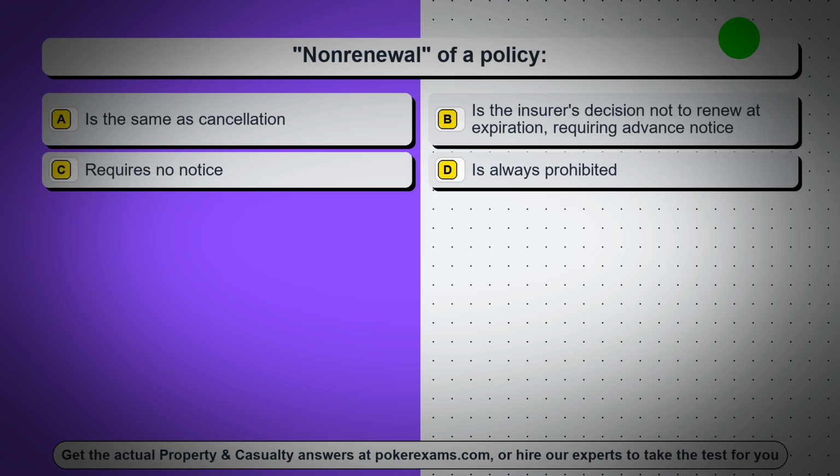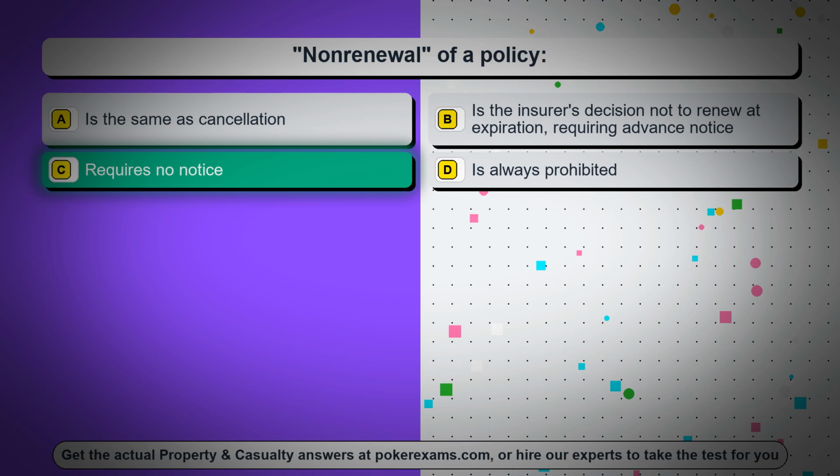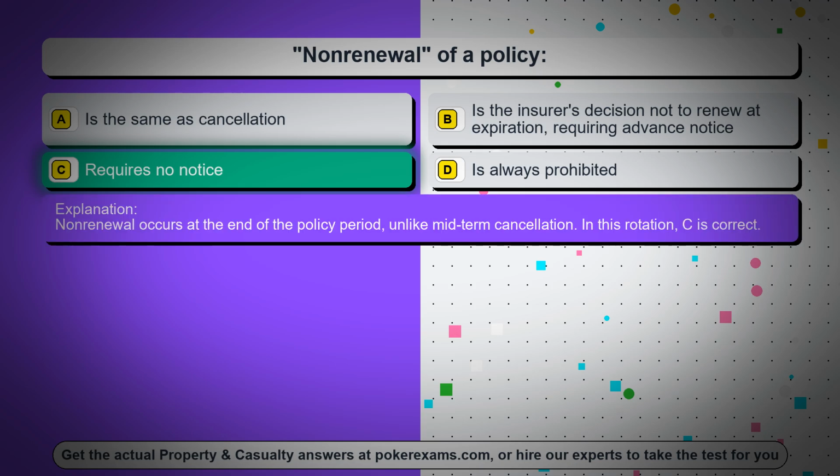Question 26. Non-renewal of a policy. Option A, is the same as cancellation. Option B, is the insurer's decision not to renew at expiration, requiring advance notice. Option C, requires no notice. Option D, is always prohibited. The correct answer is option C, requires no notice. Non-renewal occurs at the end of the policy period, unlike midterm cancellation. In this rotation, C is correct.